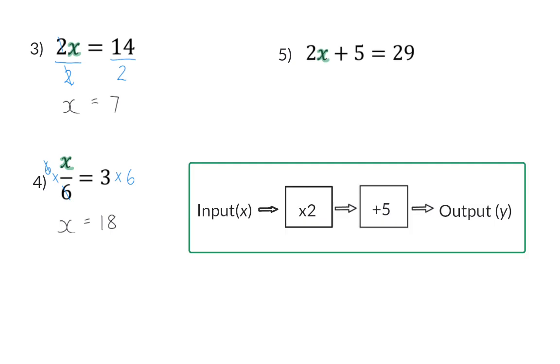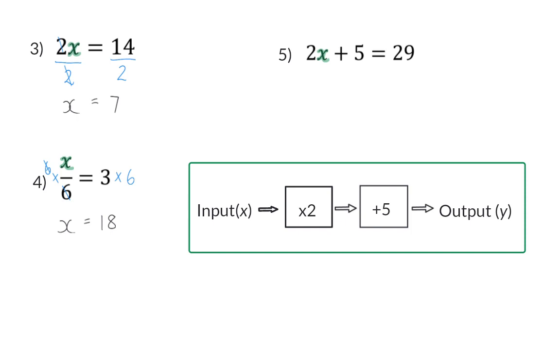This flow diagram shows us that we need to take the input value x and firstly multiply it by 2, which will give us the 2x in our equation, and then we need to add 5 to get the output value or y value, and in our case that y value is 29.